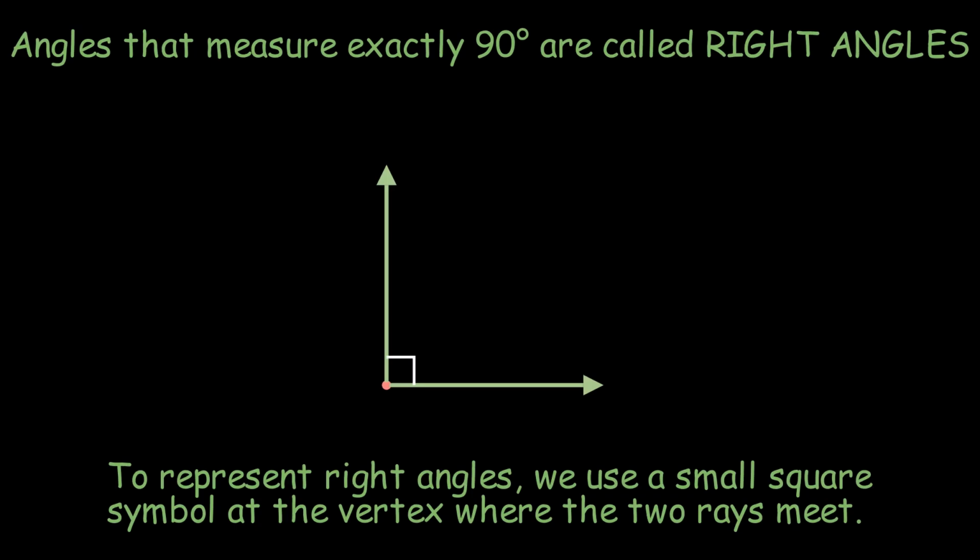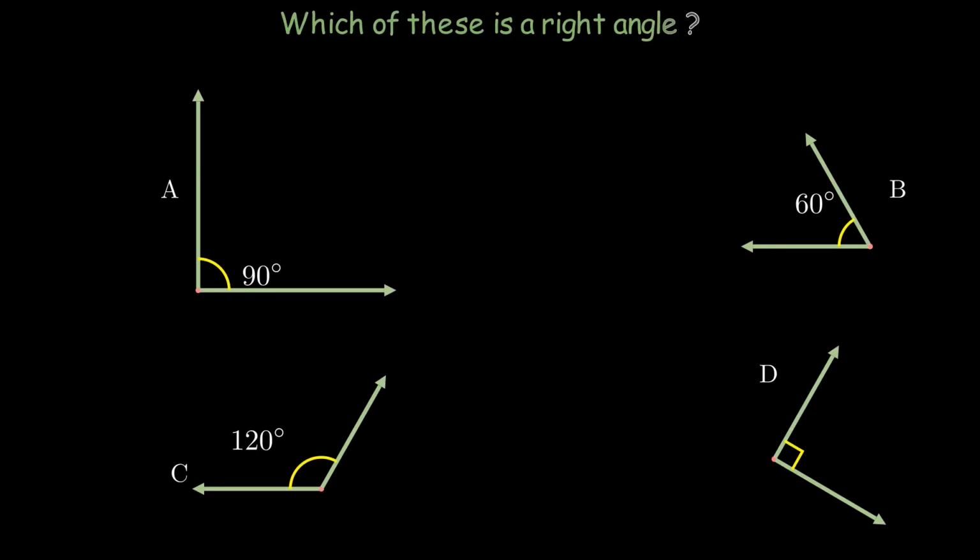Now that you know what right angles are, let's test your knowledge. Which of these is a right angle? Remember, right angles measure exactly 90 degrees. And I'll give you a hint. There are two right angles.